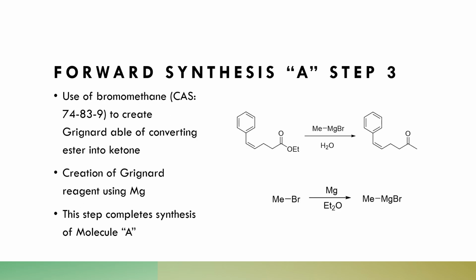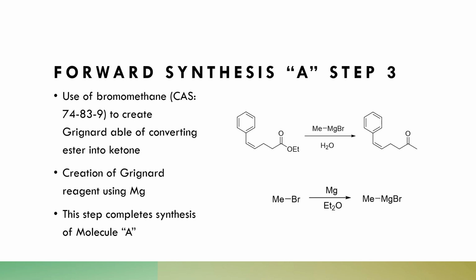So the last step in our synthesis to create that first target molecule A is to perform a Grignard reaction. This can be done using bromomethane, reacting that with magnesium to create the Grignard reagent, as you can see in that second reaction. And once you introduce this, as well as water, into our reaction, the methyl group will replace the ethoxide to create that final product you see there. This now is our first target molecule.